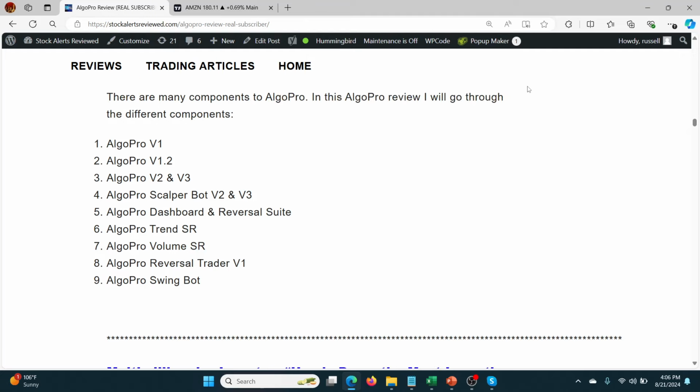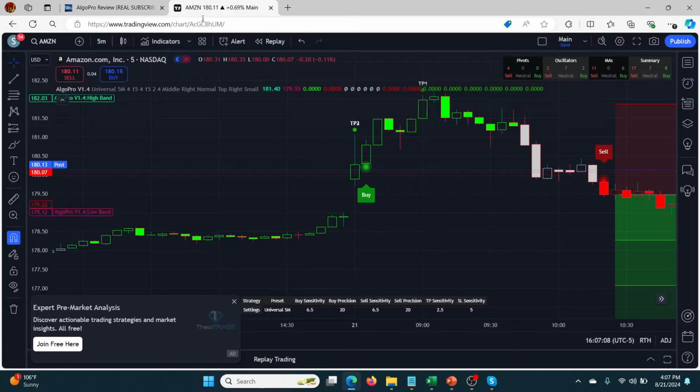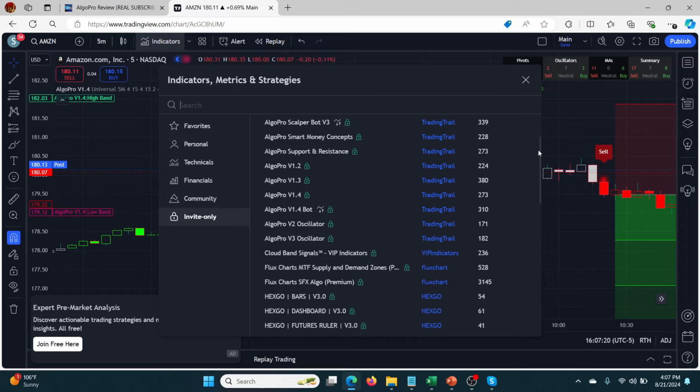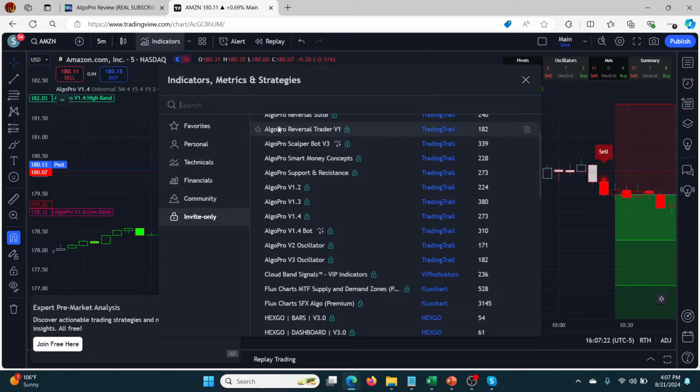Now, AlgoPro is a very complex system. There are many versions, and they usually keep up the previous versions, from version 1 all the way to version 1.4 that we're at now. In between there have been all these different systems. If we look at the indicators here in TradingView, invite-only scripts, I see all the stuff I'm a member of, which is a lot at the moment. So here's all the AlgoPro stuff.